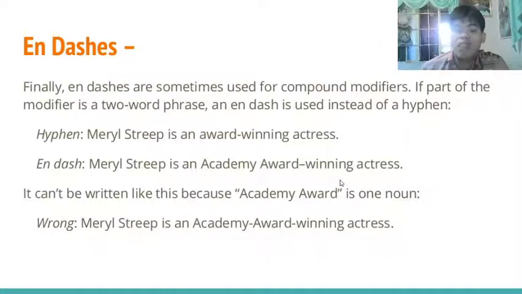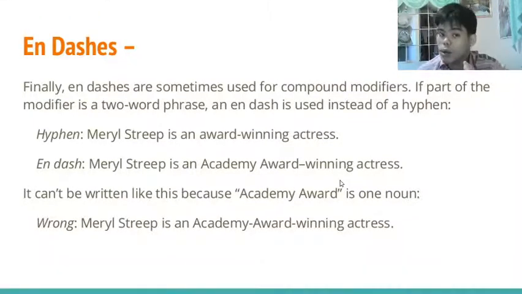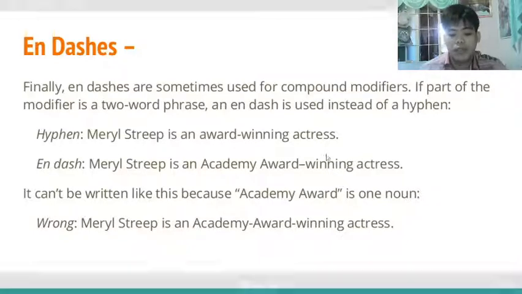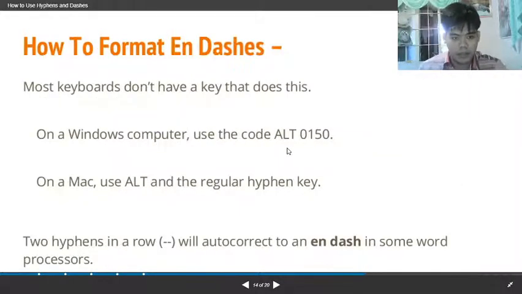So if it is a two-word phrase, remember, two-word phrase, we use an en dash. If not, hyphen. It can't be written like this because Academy Award is one noun. So this is wrong: Academy Award winning actress. This is incorrect. Only this: award-winning.